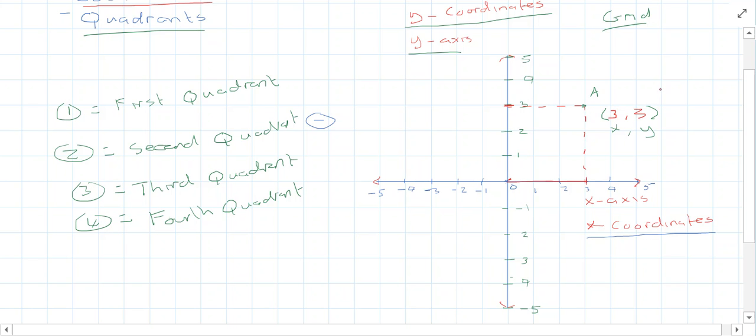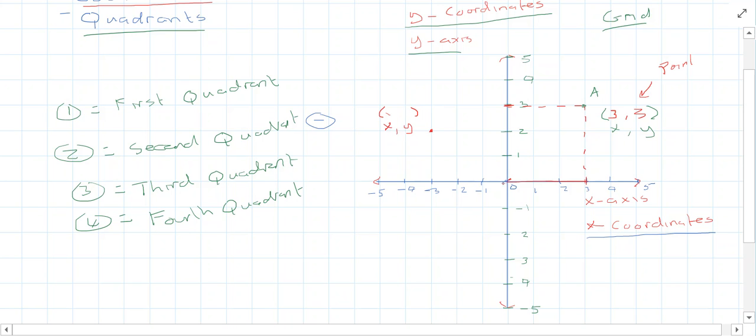So this here is the point, and it has an x value and a y value. Similarly, if I put a point here, like so, I want to get its x value. It's going to have a coordinate, so an x value and a y value.